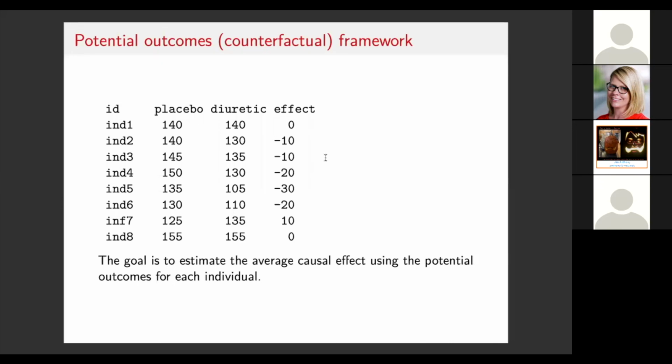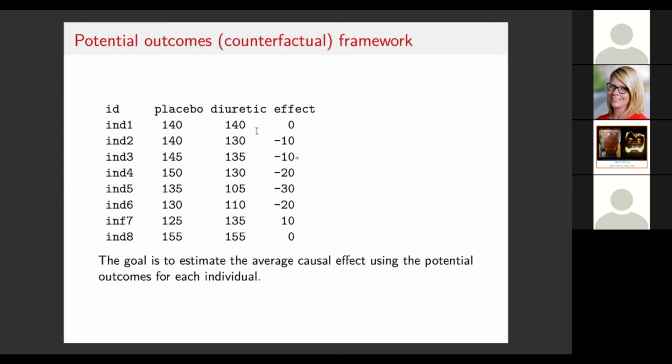So in the counterfactual framework, the way to think about it is that each person has 2 potential outcomes. When we are asking, does this diuretic cause the blood pressure of an individual to go down or change, we are asking the question, we gave this individual a drug, what would have happened if we had not done it? So you want to compare what happened with what would have happened.